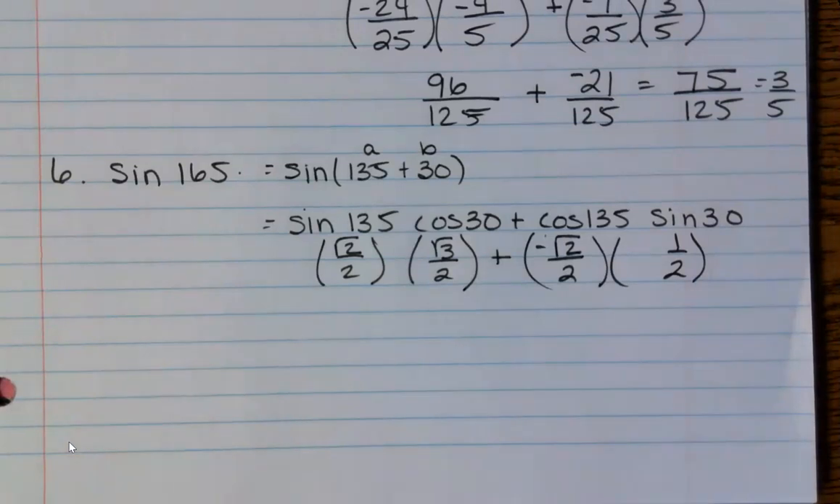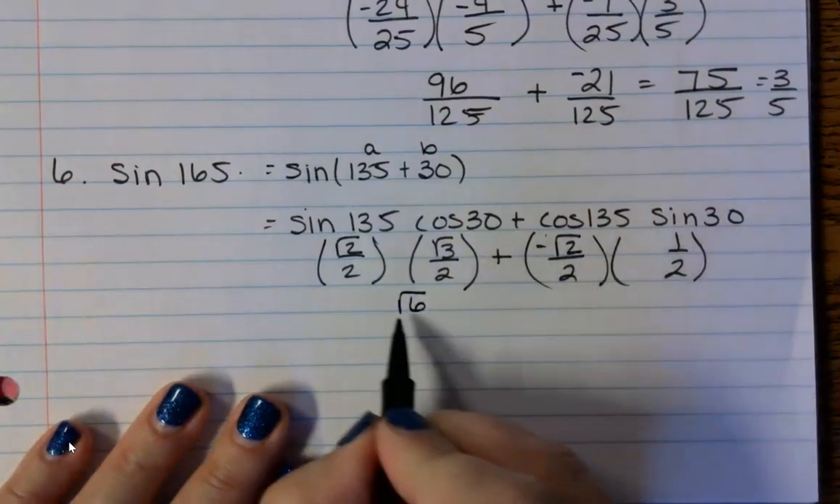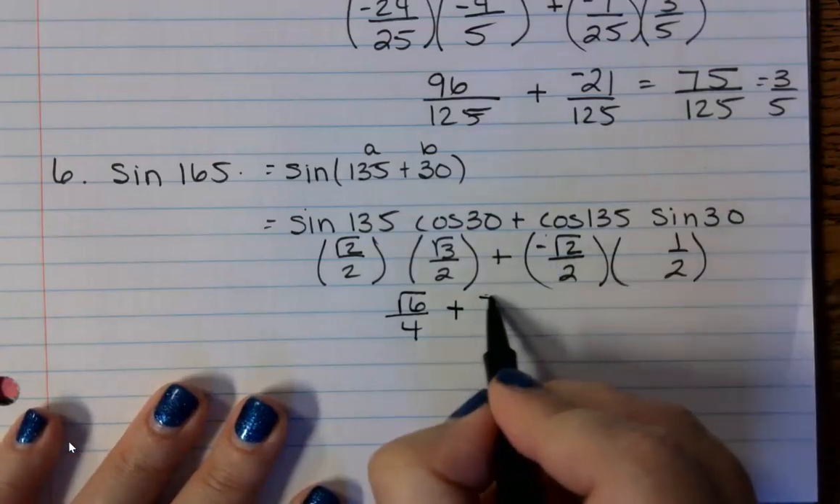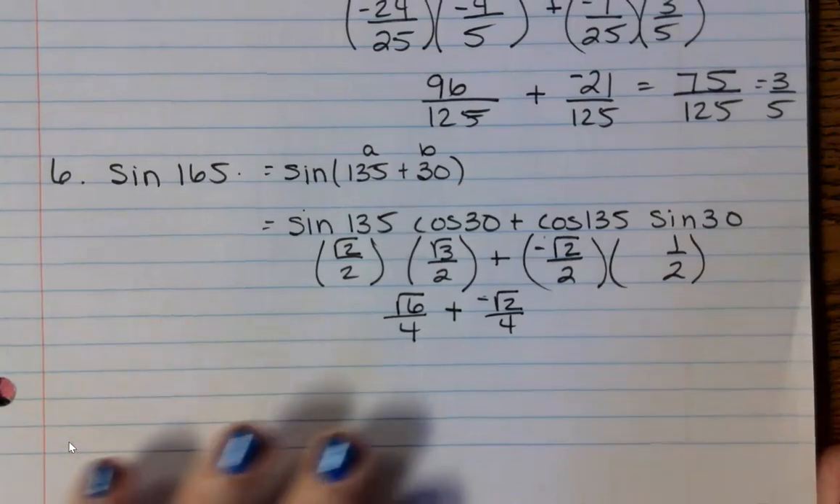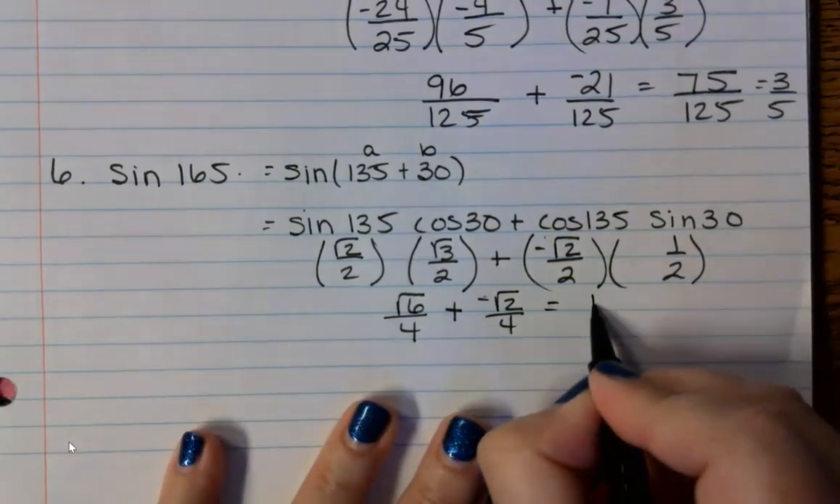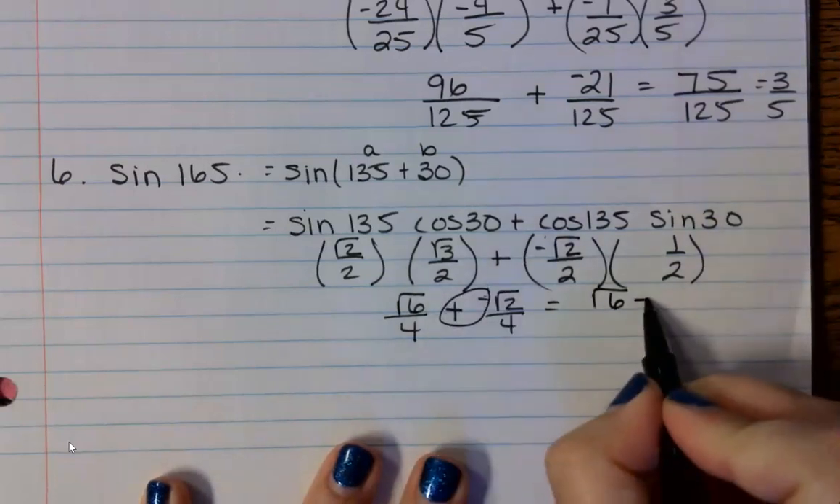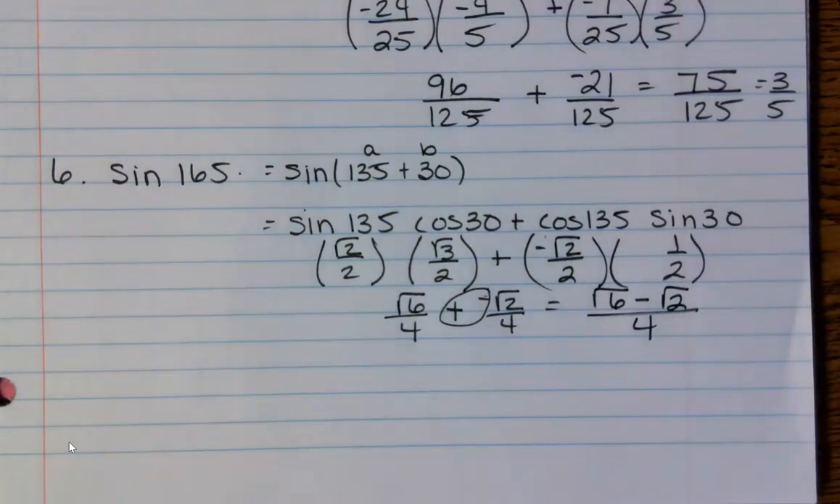Remember, we can multiply anything together here, and we're going to get the square root of 6 over 4 plus a negative square root of 2 over 4. The only thing I can do to make it pretty is put square root of 6 minus square root of 2, all over 4. I cannot simplify it any more than that.